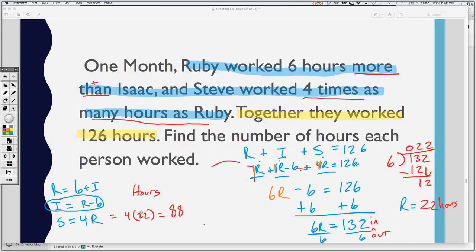Let's erase this hours real quick. All right, and we already know for Ruby, we found out over here that this is 22 hours for Ruby. Okay, what is 22 minus 6? So I'm plugging in for this R. What is 22 minus 6? 16. Okay.